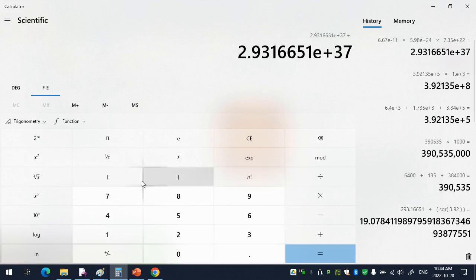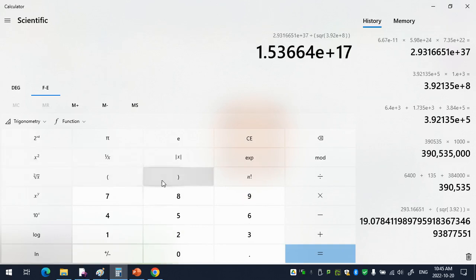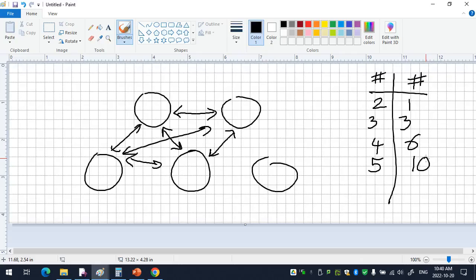Divided by, open a bracket. What's my distance? We agreed it's going to be 3.92 times 10 to the 8. Okay, square it, close the bracket. You ready? Ta-da. Your homework. What's your homework?